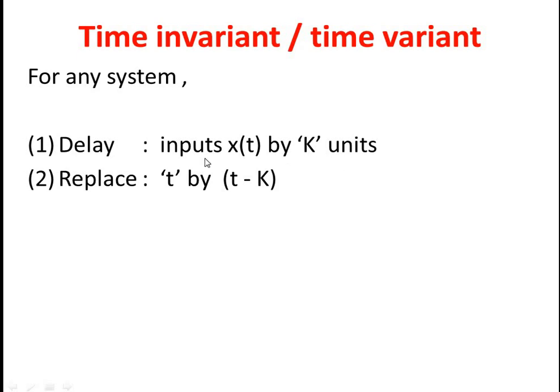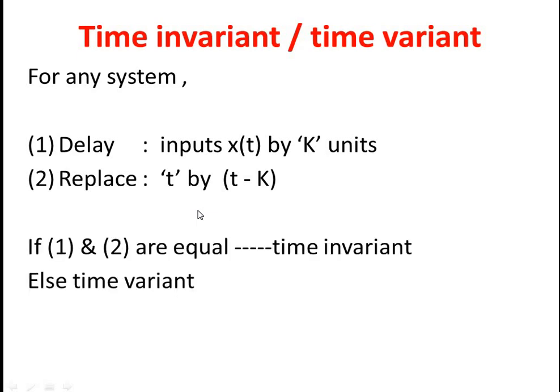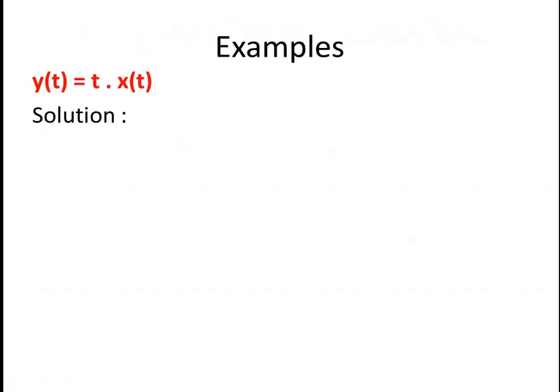And second, you have to replace the time by t minus k. The first one is delaying the input, the second one is delaying the time. Now we check the condition for these two equations. If both are equal, then we can say the system is invariant with respect to time, or else we say that it is a time variant system. Now we'll see numerical problems for understanding time variant as well as time invariant behavior of a system.